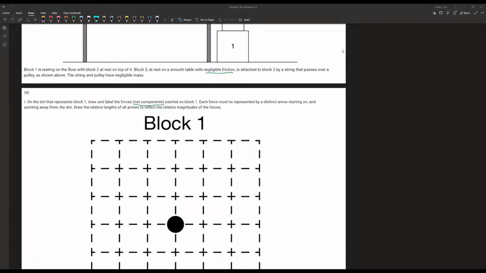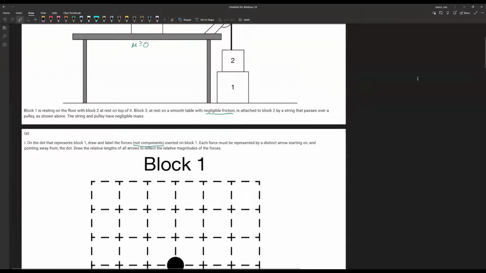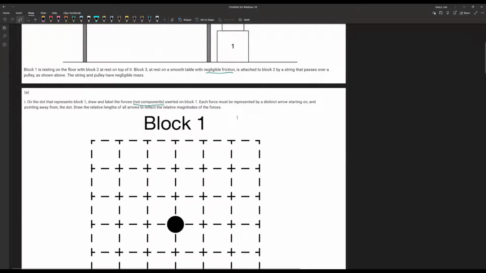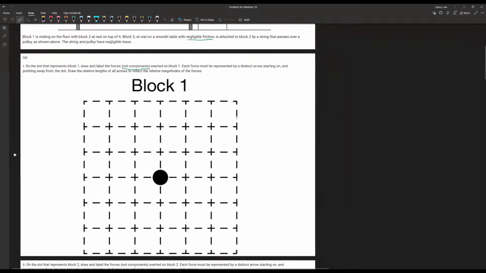And we really just look at the center of the mass, and we draw the forces extending from the center of mass here. And they want us to draw the relative lengths of all arrows to reflect the relative magnitudes of the forces. So in here, they don't necessarily tell us which blocks are going to be more massive than others, but we can go ahead and estimate by size that block 2 is less massive than block 1, and maybe block 3 and block 1 are of equivalent mass. So I'll give us maybe like a minute or two here just to draw the free body diagram.